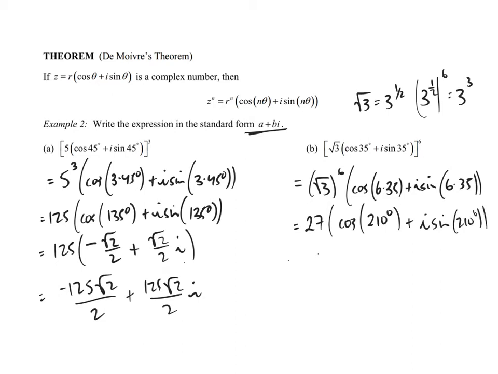210 degrees. And then I need to know my unit circle. So 27 cosine of 210. 210 is in quadrant 3. Cosine in quadrant 3 is negative because of All Students Take Calculus. The reference angle is 30, and so the cosine of 30 is square root of 3 over 2. And then the sine of 210, 210 is in quadrant 3. Sine is also negative in quadrant 3, so this is going to become minus 1/2 of i, since sine of 30 is a half. And so the final answer here will be negative 27 square root of 3 over 2 minus 27 over 2 times i.